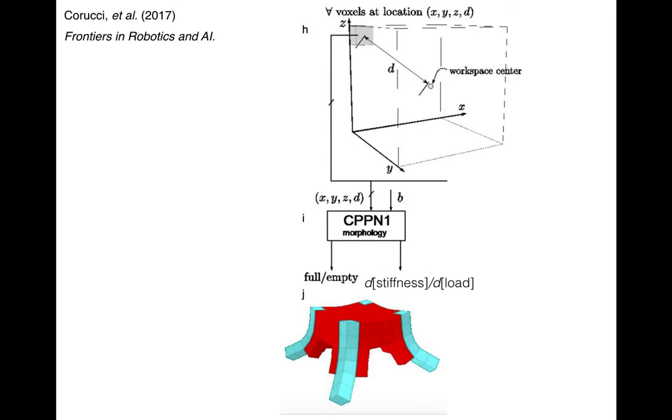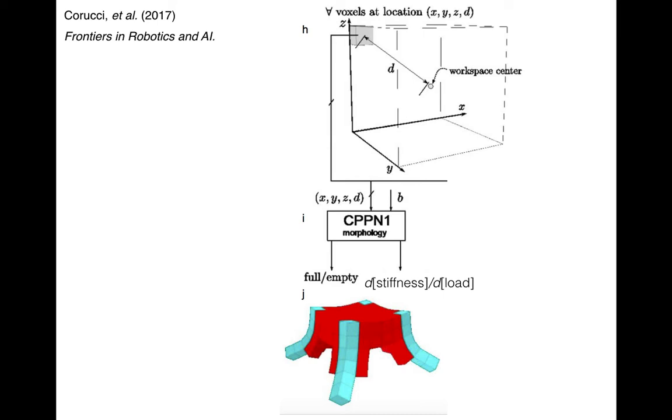Again, Francesco was using these CPPNs as the genotype. Again, this CPPN was painting the three-dimensional shape of the robot, but it was also painting inside each voxel DS over DL, if you like, which is how that voxel's material property is going to change in response to the environment. So again, this is something that Tony mentioned. In real Evo-Devo, Devo is responding to the environment, and Evo is tuning how Devo responds to the environment.